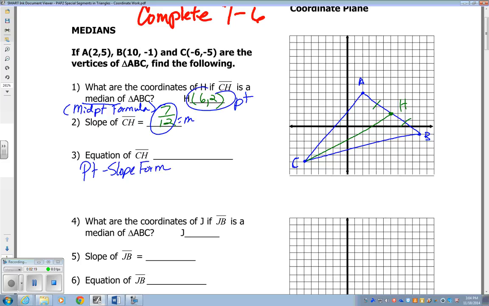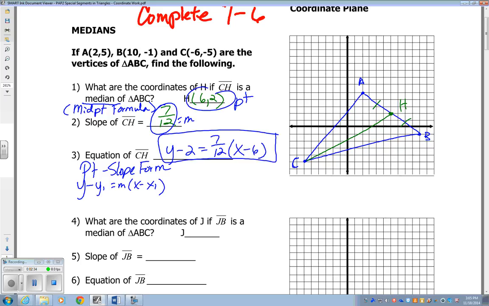Basically we're just going to do y minus y1 equals m times (x minus x1). So that's going to be y minus 2 equals 7/12 times (x minus 6). I didn't specify the form of the equation, so as long as you get to there, we're done. That is an equation of CH. Do we have questions on 1, 2, and 3?